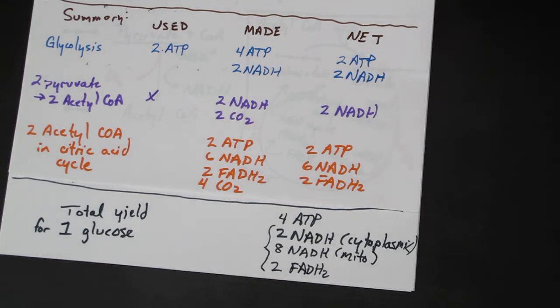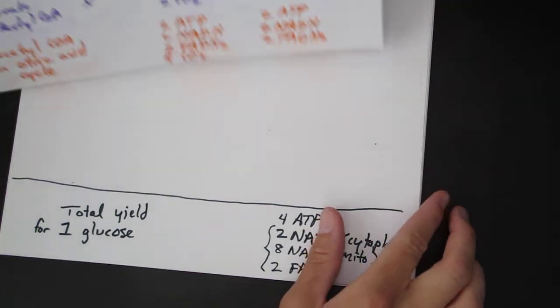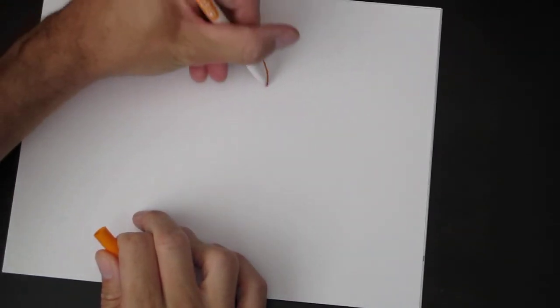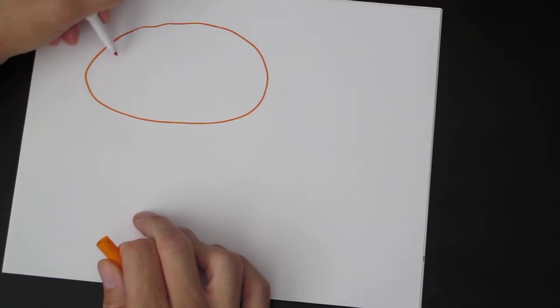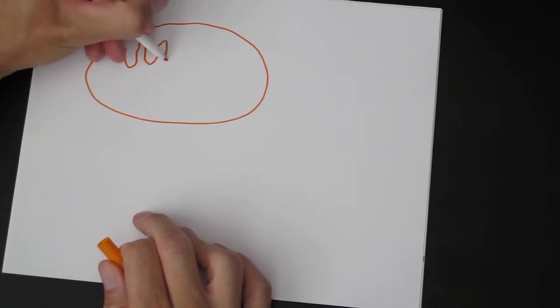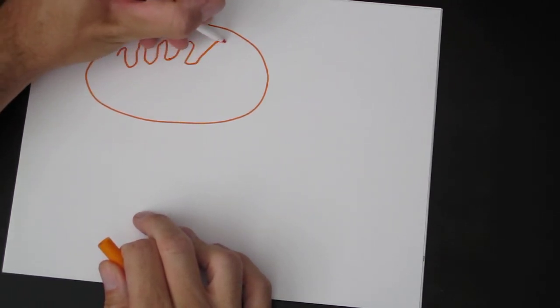Okay, so let's go ahead and take a look at what happens next in this process. Let's remind ourselves a little bit of mitochondrial anatomy. Mitochondria are just about my favorite organelle. They're these kind of bean-shaped organelles. They are double membrane, meaning that there's an inner membrane and an outer membrane.